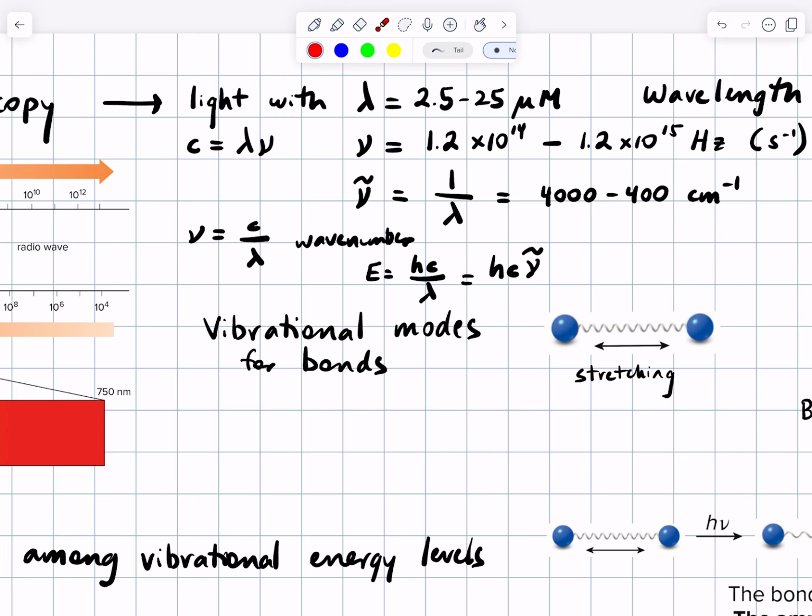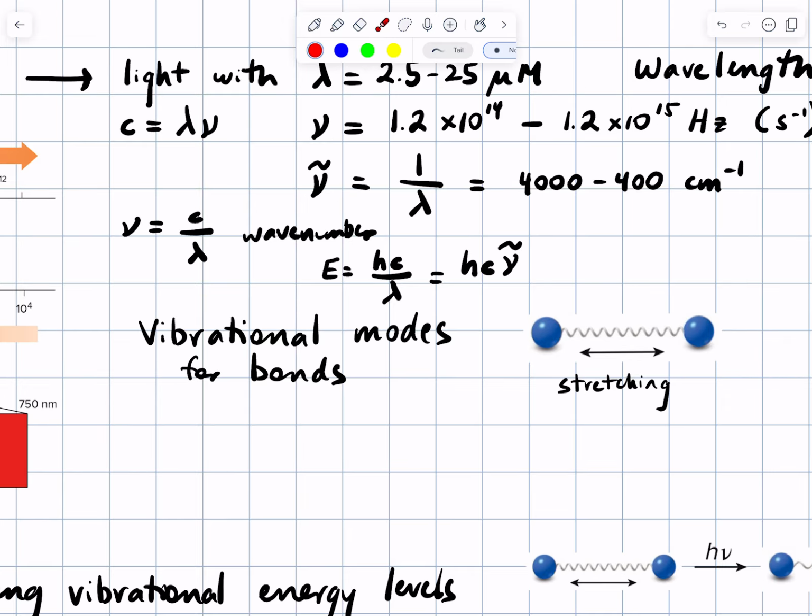And if you want a physical interpretation of wave number, it's if you have a centimeter, how many wavelengths, how many cycles, how many wavelengths are contained per centimeter.